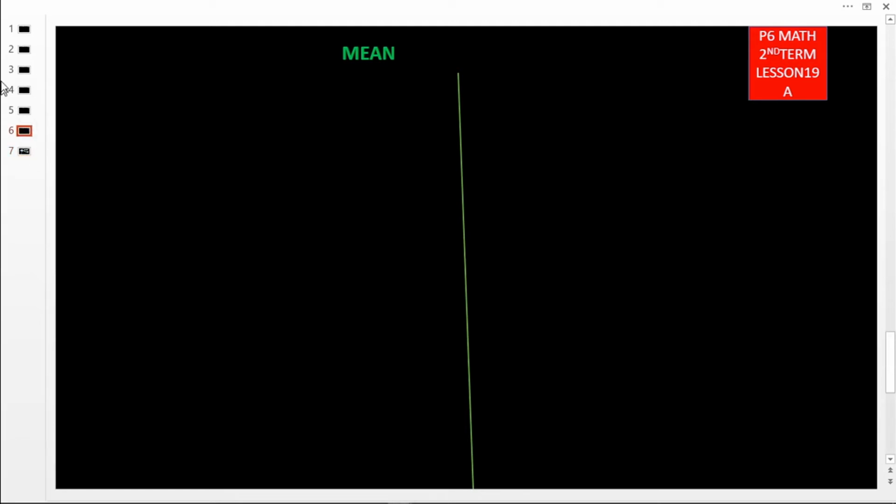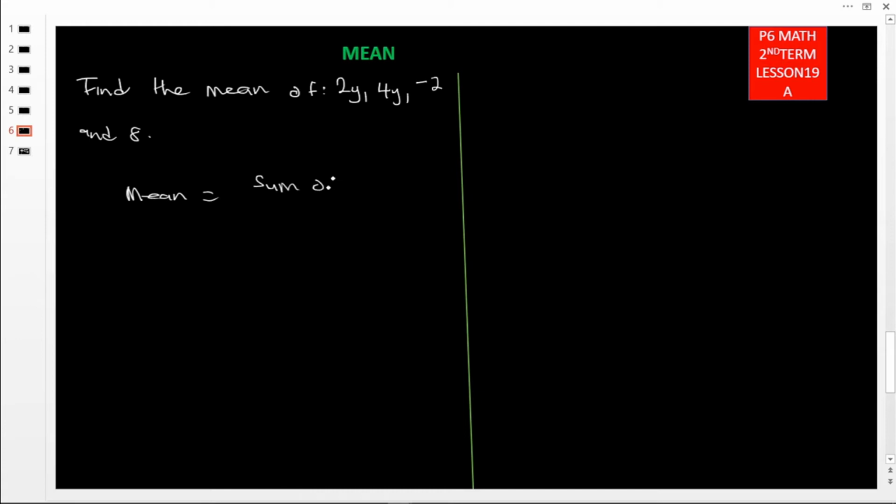Alright, so let us get another example here. This one is telling us to find the mean of 2y, 4y, then negative 2 and 8. So we are having algebra. Algebra means mathematics of letters. So our formula, we shouldn't forget that one. Sum of items out of their number. So how many are they in number? So what is the sum?